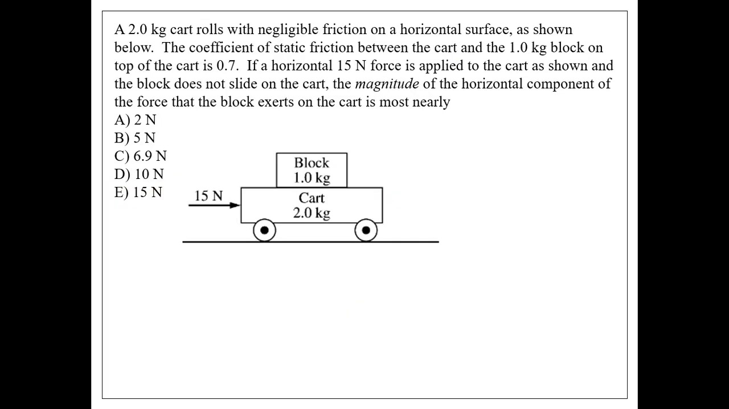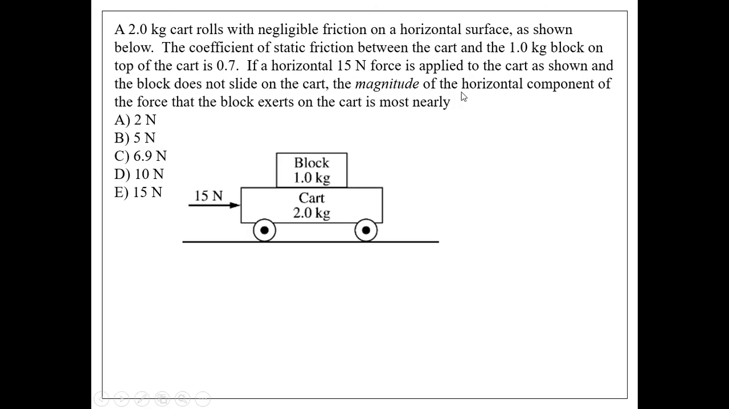All right, so here's the last one of this particular set. It says here a 2 kilogram cart rolls. So here's the 2 kilogram cart on the bottom, and it has a 1 kilogram block on top of it. It says the coefficient of static friction between the cart and the block is 0.7. It says if a horizontal force of 15 newtons, which is drawn here in the diagram, acting on the cart on the bottom, is applied, the block does not slide with the cart. Okay, it doesn't slide on the cart, aka it's going to move together as one.